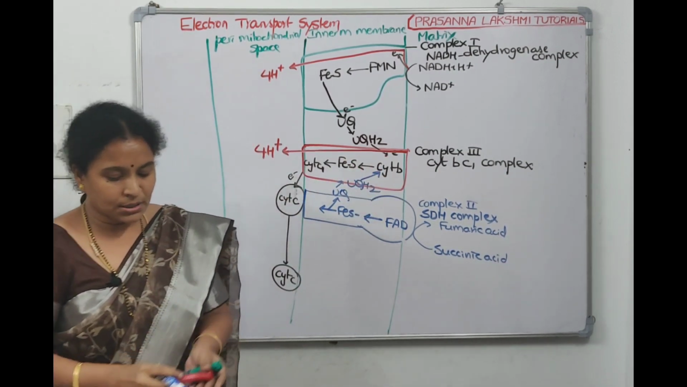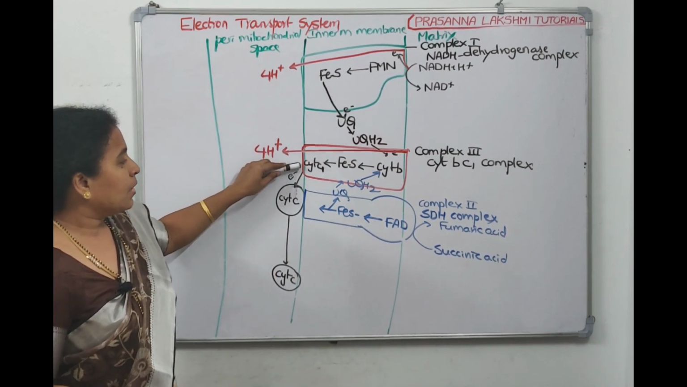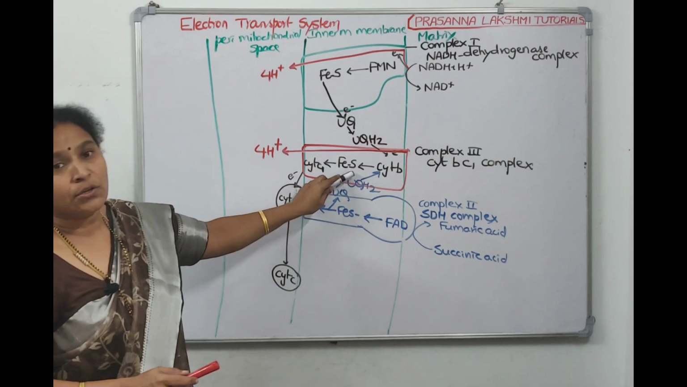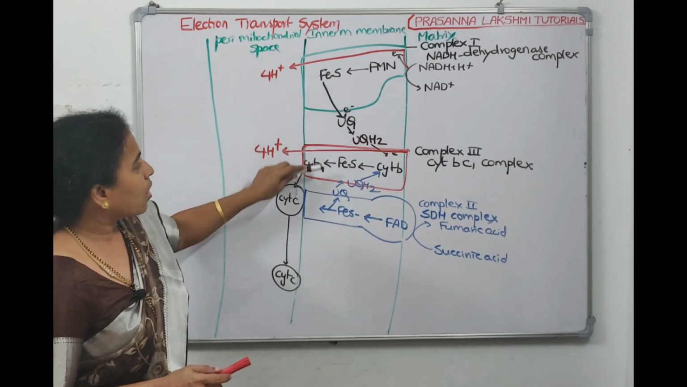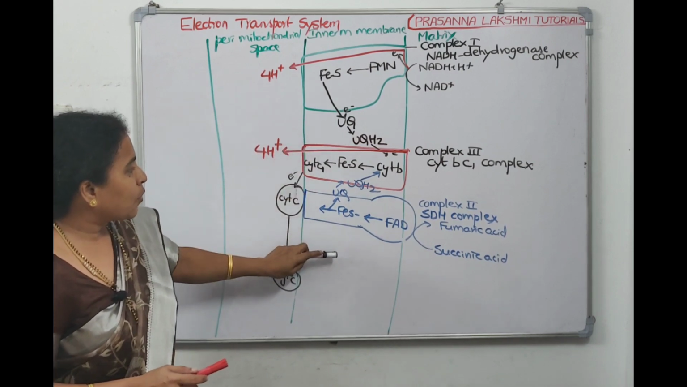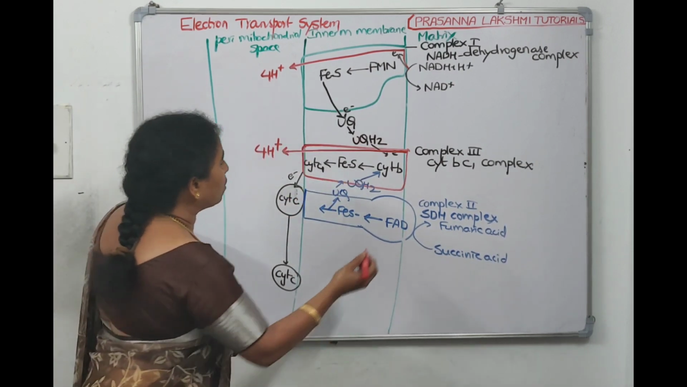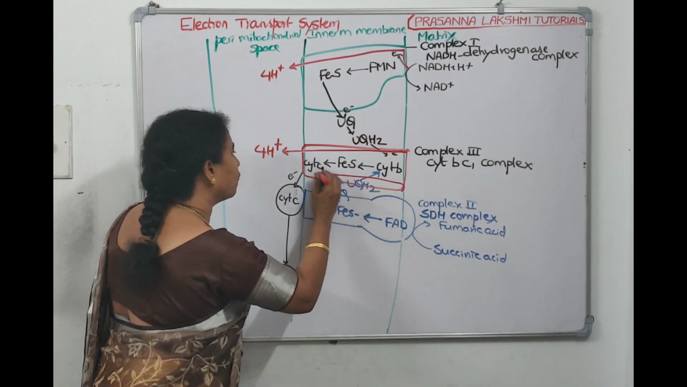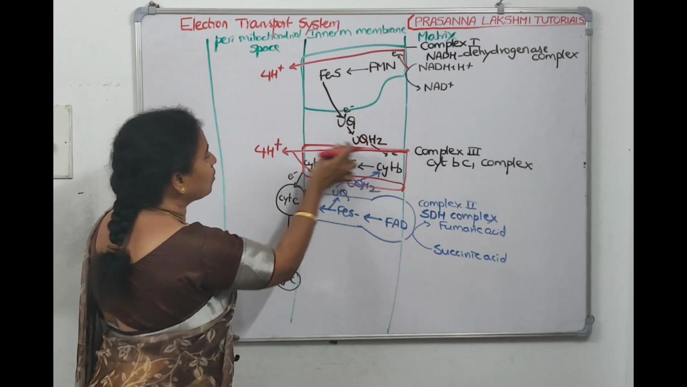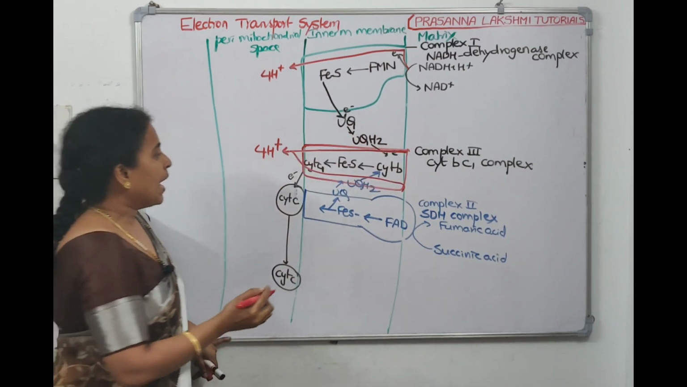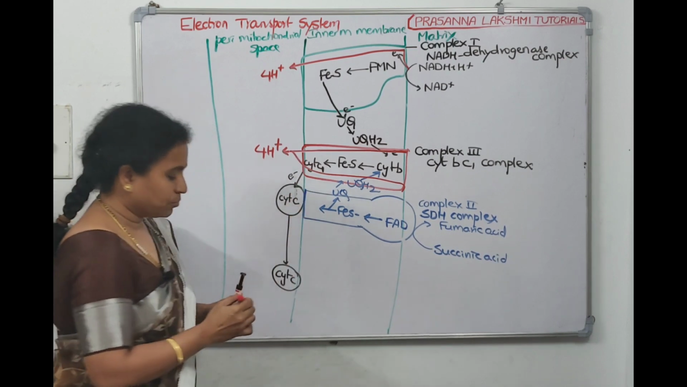So you can see the electrons from complex 1 are going to complex 3, and from complex 2 also they are going to complex 3, via ubiquinone. From this point also we can tell 4 protons are released. From here also 4 protons will be released. And the electrons will pass the same way and come to cytochrome C.